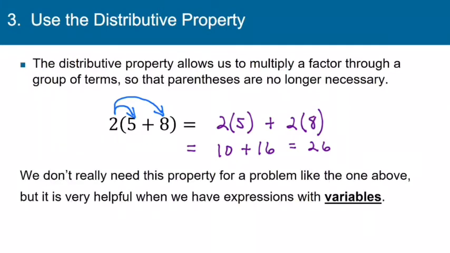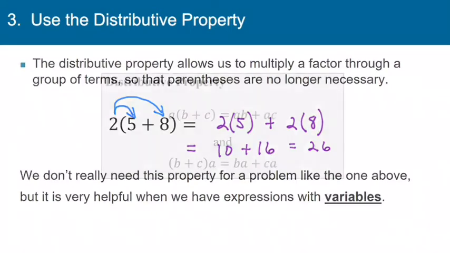And so for that reason, on a problem like this, we really don't need the distributive property. However, if we're going to eliminate parentheses, we really do need the distributive property whenever we have expressions with variables. So the distributive property is optional when you have all numbers, but it's necessary when you have expressions with variables and you have a factor outside a grouping symbol multiplied by a sum or difference inside a grouping symbol.